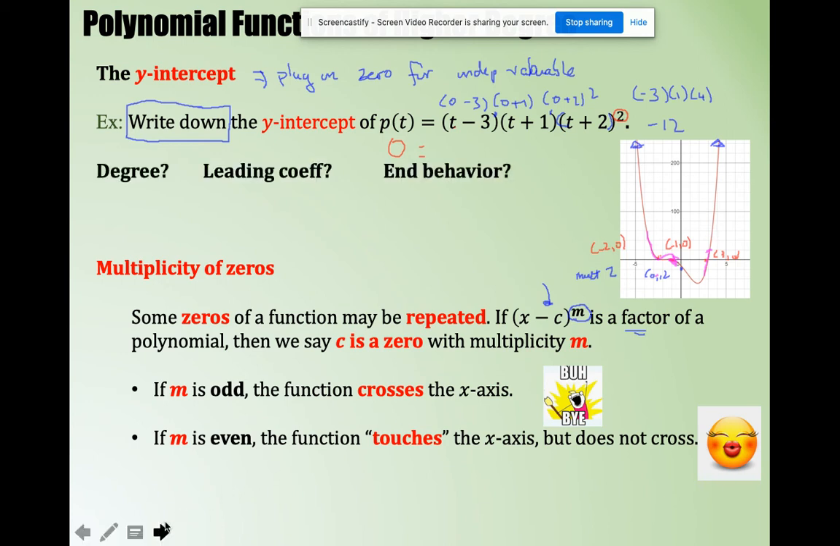So look at all the things I can tell about this function P of t without a calculator. Without a calculator or a graphing program, I could tell that the degree was what? What was the degree here? It's not 2, right?